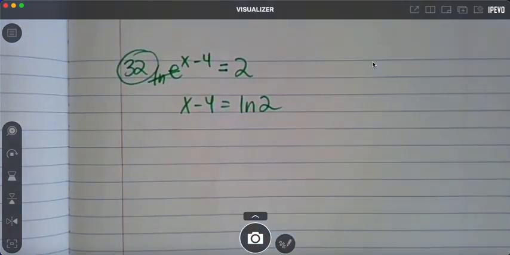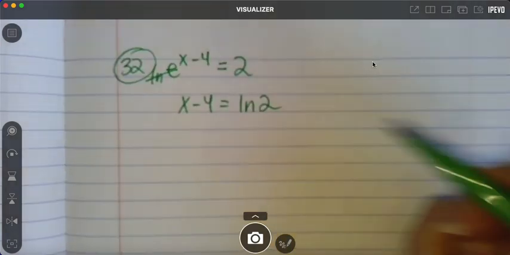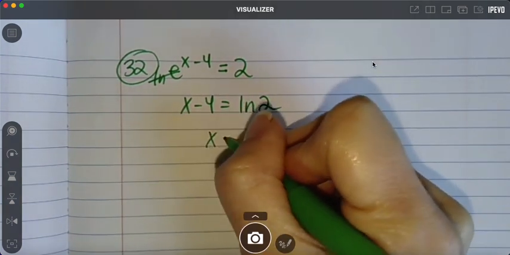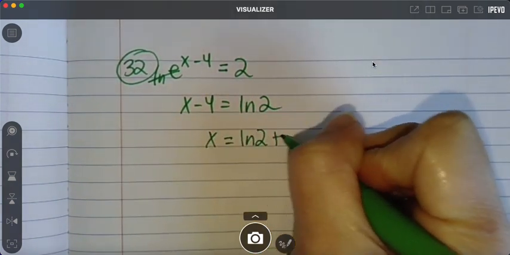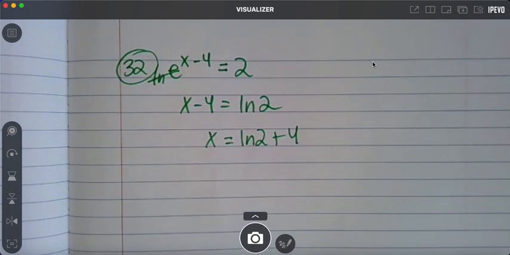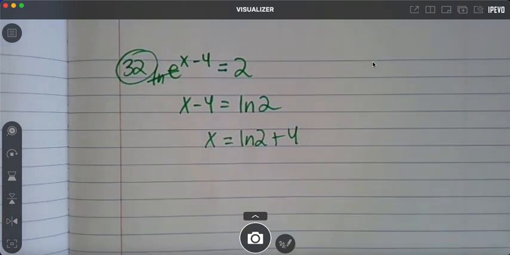So you really just move the ln to the other side of the equal sign. And then what am I going to do to solve for x? Plus 4. So x equals the natural log of 2 plus 4. How would I find that answer? Plug it in my calculator, and that's it. You don't have to check answers. That's just like number 30.